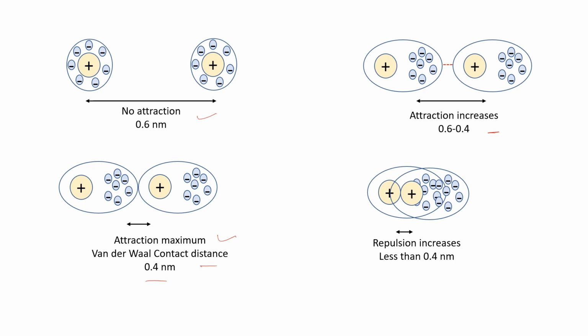If they come more close towards each other, then again they will start repulsing because the nucleus and the electrons will overlap, due to which the same charges repel each other. So they will again repel. So distance is very important for a strong van der Waal interaction.